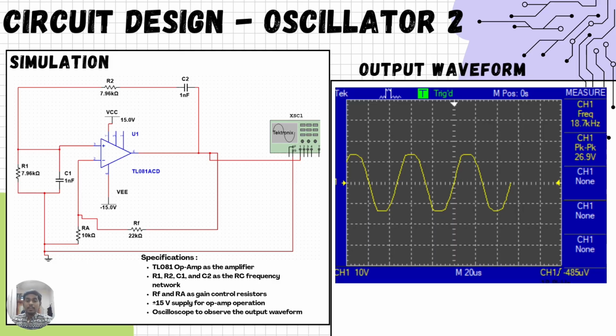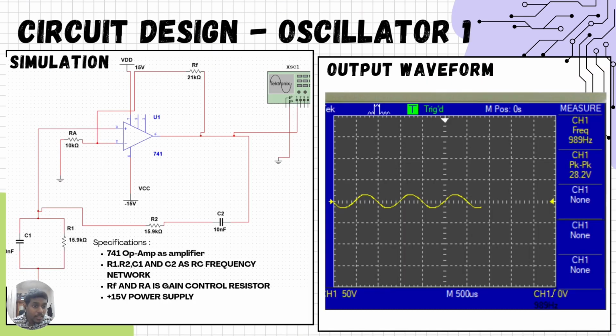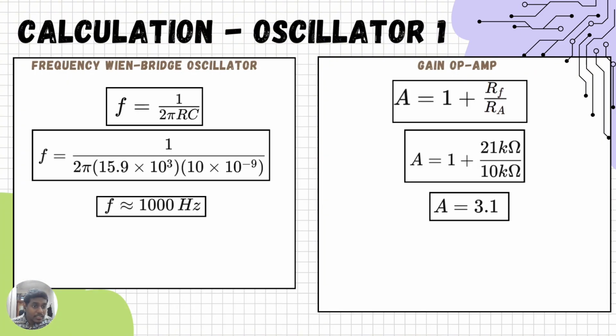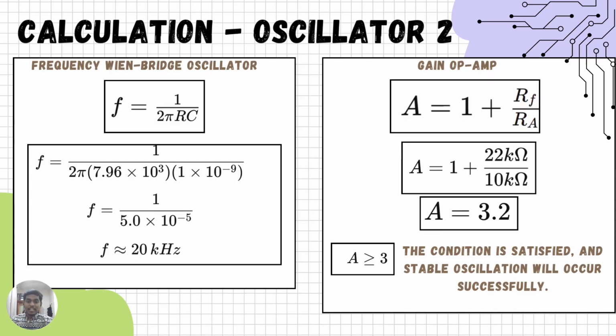Okay, so you have to remember the smaller capacitor value of 1 nanofarad also helps the oscillator to produce a much higher frequency compared to oscillator 1. So you have to see, just now if you compare with oscillator 1, you can see the nanofarad value is different. Okay, this one is much smaller. So we're going to go for the oscillator 2 calculation part.